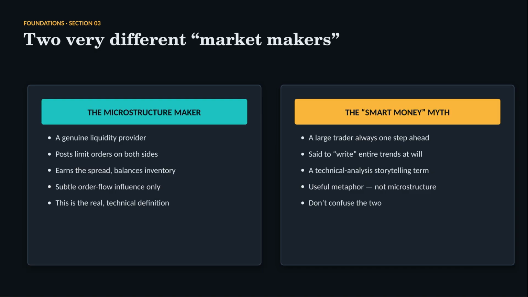The phrase market maker actually means two totally different things, and mixing them up will confuse you forever. The first is the microstructure maker, a genuine liquidity provider who posts on both sides, earns the spread, balances inventory, and only nudges order flow subtly. That's the real technical definition. The second is the smart money myth, this idea of one giant trader always a step ahead, writing entire trends at will. That second one is a storytelling term from technical analysis, useful as a metaphor, but don't confuse it with how the market actually works.